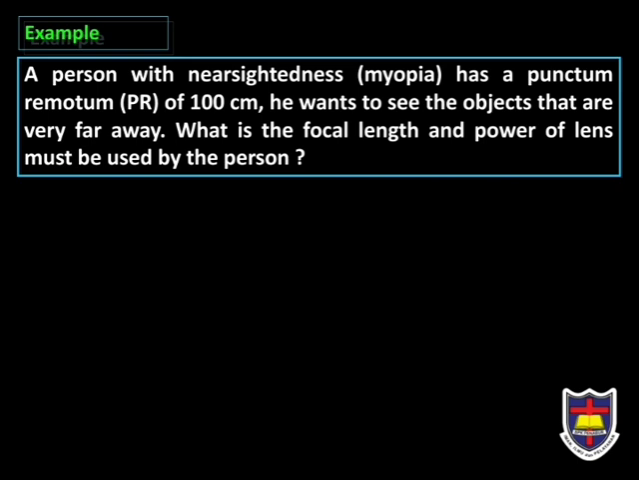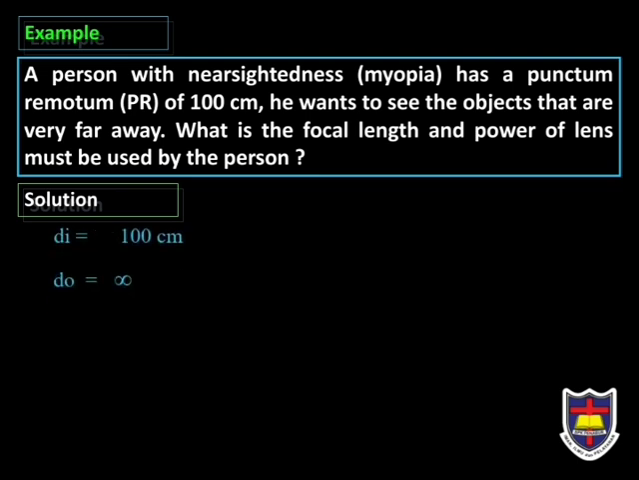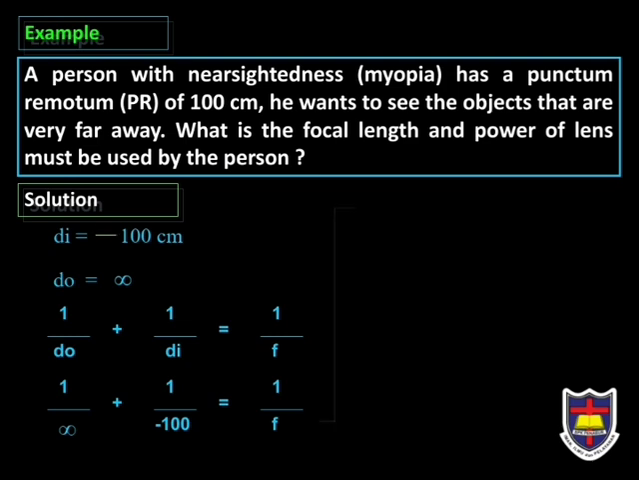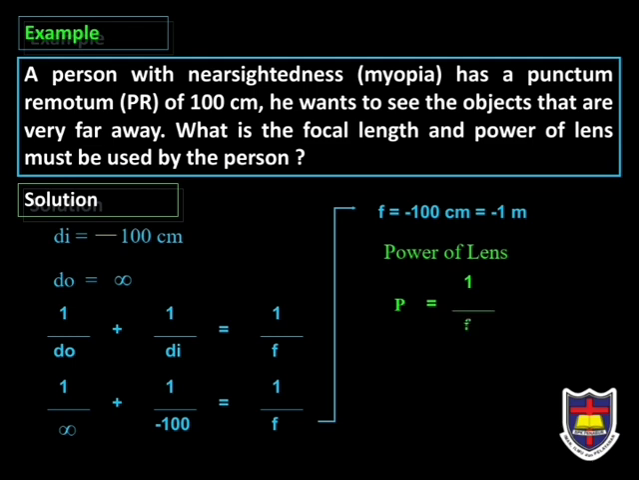This is the solution. DI equals minus 100. DO is infinite. With the general formula of myopia, 1 over DO plus 1 over DI equals 1 over F. So 1 over infinite plus 1 over minus 100 equals 1 over F. So F is minus 100 cm or minus 1 meter. To find the power of lens, P equals 1 over F, P equals 1 over minus 1. So the answer is minus 1 diopter.